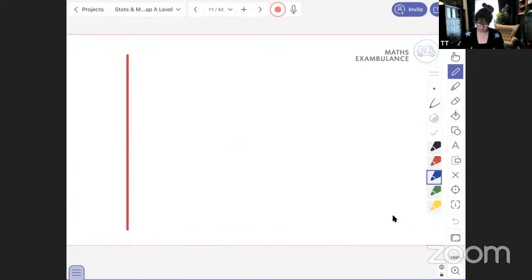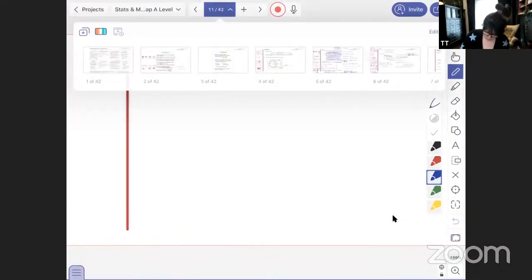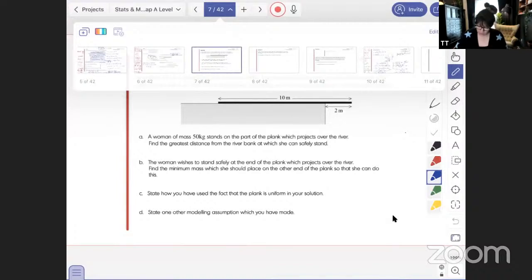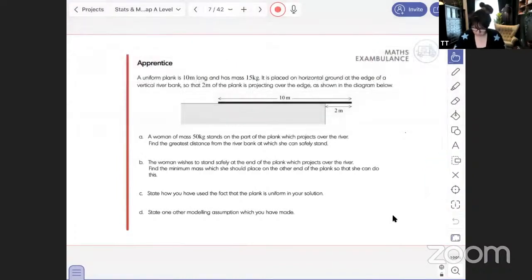Now let's look at moments. Where are the moments? Here we go. Okay. What is difficult about moments? Well, drawing the forces on, we could argue that drawing the forces on is difficult. Is it though? No, it's not that difficult.